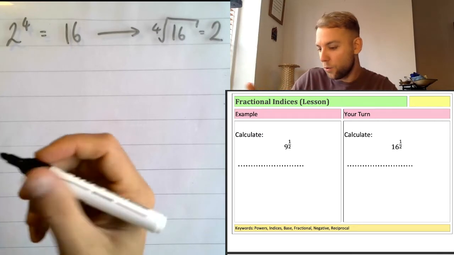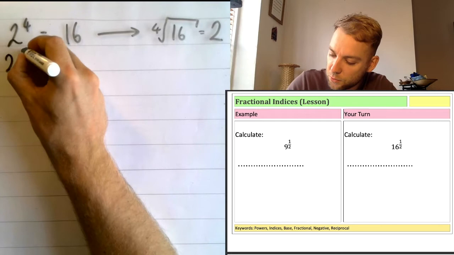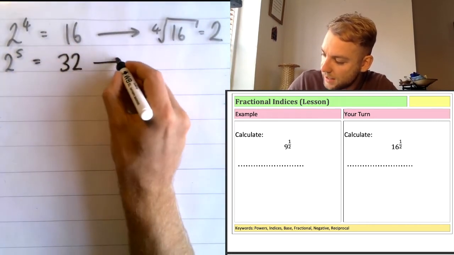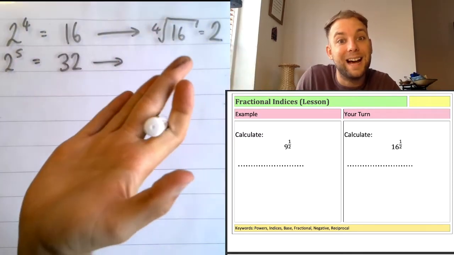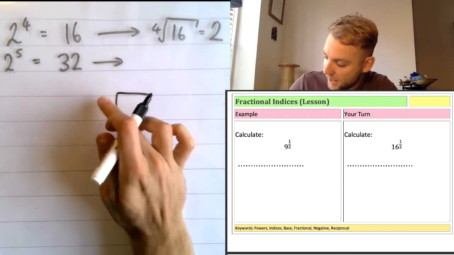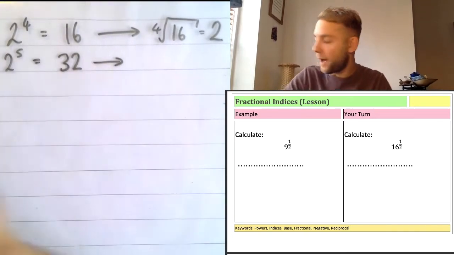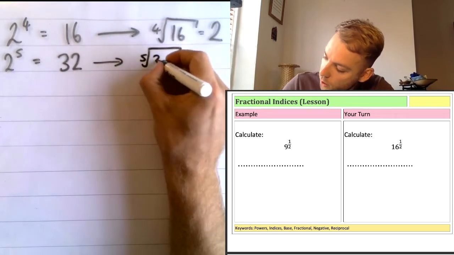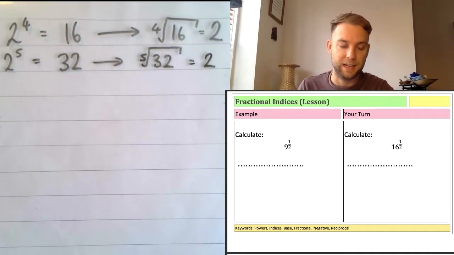Okay, you might also need to know, let's do 2 to the 5. This one comes up a bit as well. 2 to the 5 is equal to 32. So the inverse of that. Now take note, this isn't here. This 5 needs to be inside that tick. It's not like 4 root something like that. It needs to be inside that little tick there, like that. So 2 to the power of 5, the inverse of this is going to be the 5th root of 32, which is the opposite of that, which is equal to 2. Again, I'd probably get these down.